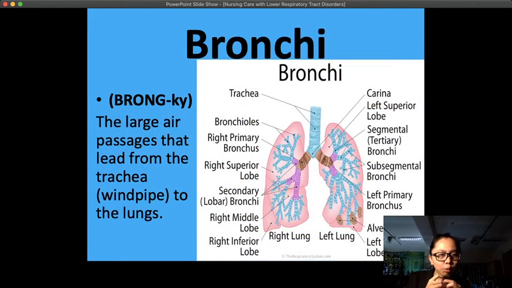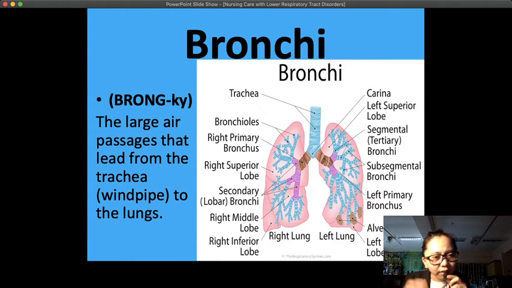All right. So the large air passages that lead from the trachea to the lung. So amo itong bronchi, ha? It is where the air will pass through from, okay, galing sa trachea to the lungs. So amo itong bronchi, right? So ito ya, bronchi. Okay. So there are a lot of bronchi class.